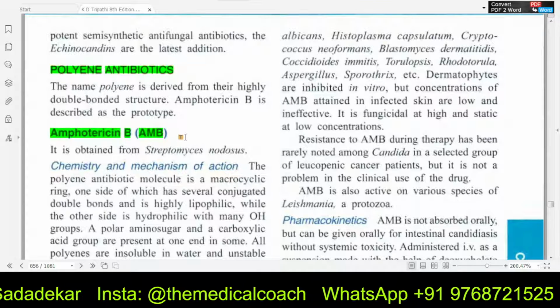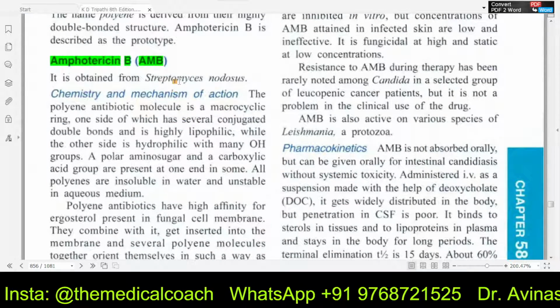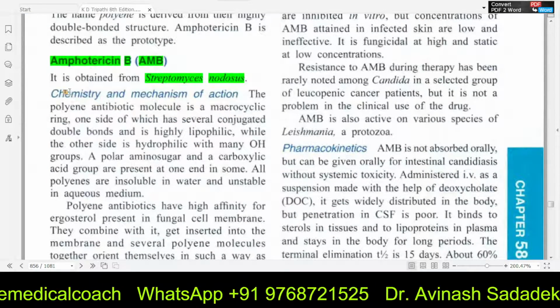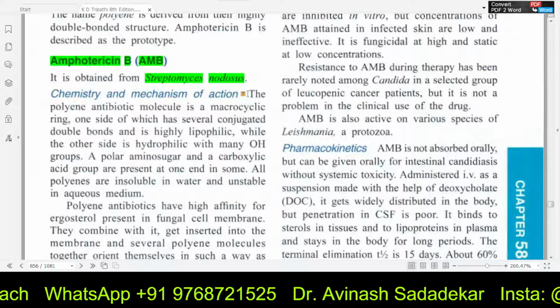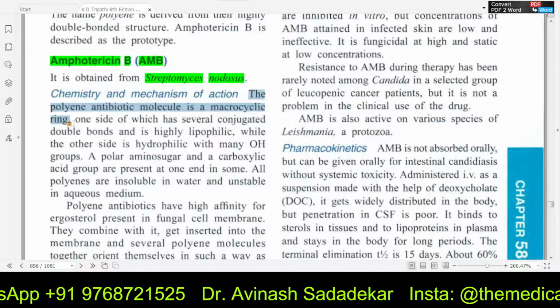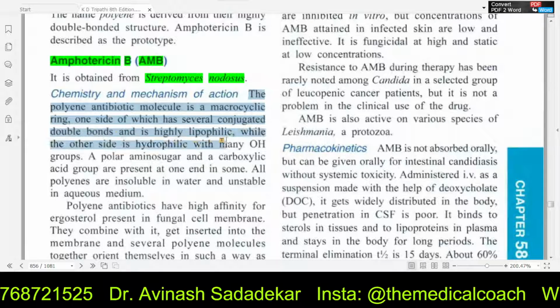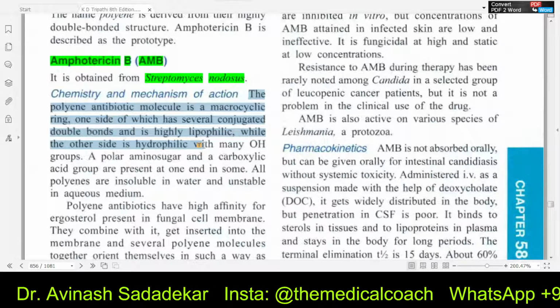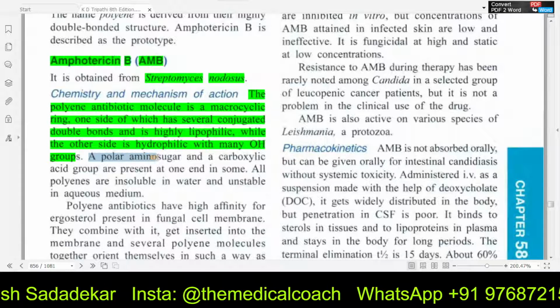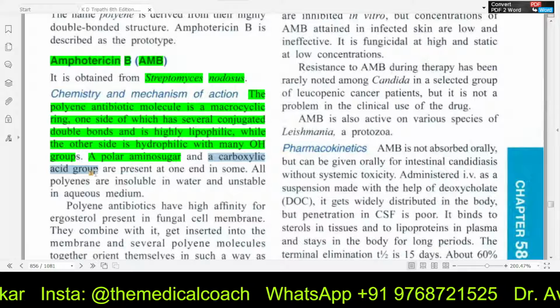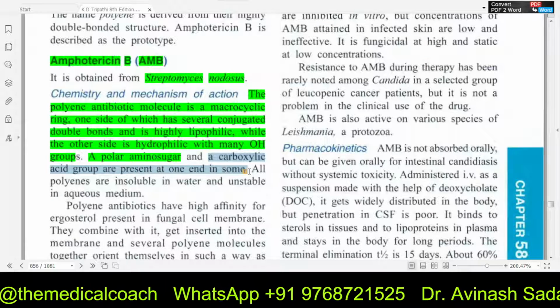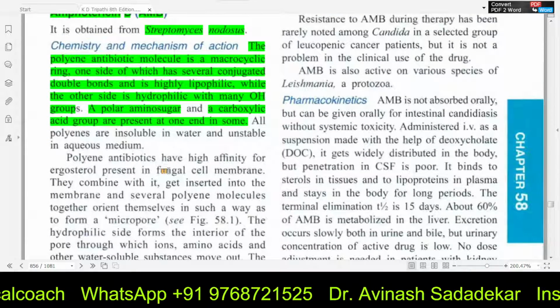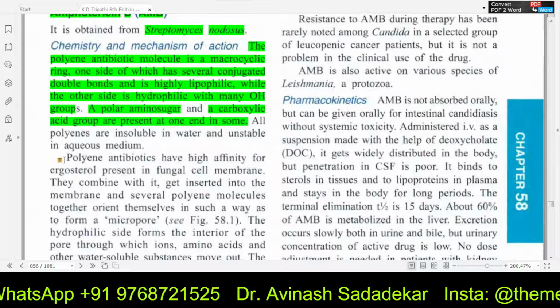And now you might remember the diagram that I had shown you. Streptomyces nodosus, mechanism of action. Think about the polyene antibiotic, which is a macrocyclic ring. One side has several conjugated double bonds, lipophilic; the other side is hydrophilic, with many OH groups and a polar amino sugar, and sometimes a carboxylic acid is present at one of the ends. Insoluble in water, unsuitable in aqueous medium.